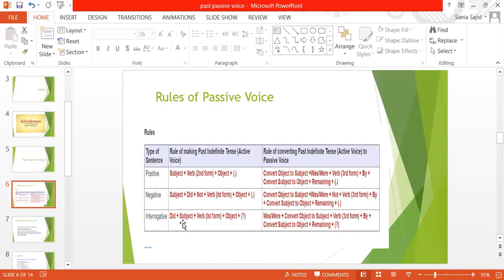Interrogative: did plus subject plus first form of verb plus object plus question mark. The rule of making past indefinite active voice interrogative sentence. Rule of converting past indefinite tense into interrogative: was/were plus convert object to subject plus third form of verb plus by plus convert subject to object plus remaining sentence plus question mark.